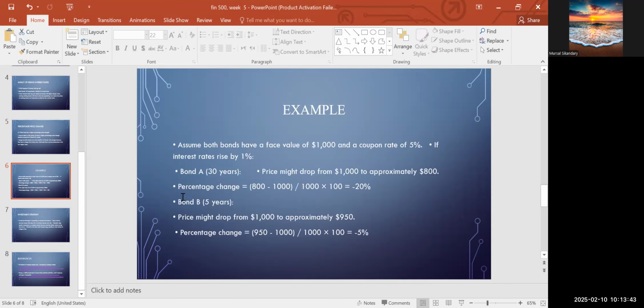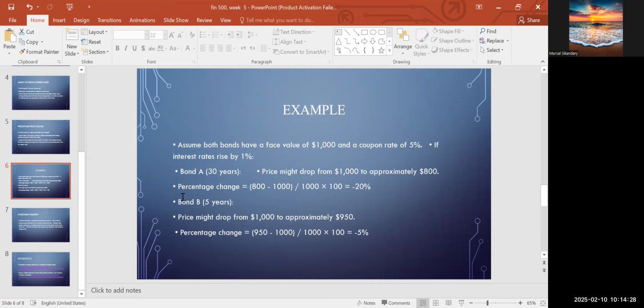So assume both bonds have a face value of 100,000, which I mentioned before, and a coupon rate of 5%. If interest rates rise by 1%, for bond A we can say the price may drop from 100,000 to approximately 80,000. To find the percentage, we subtract 100,000 from the new price, then divide by 100,000 and multiply by 100. Then it shows minus 20 percent.